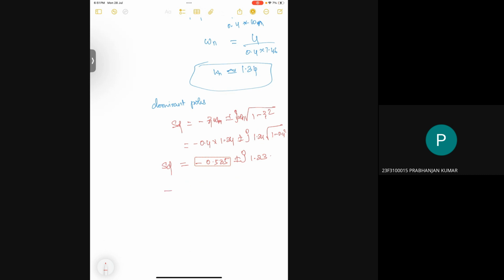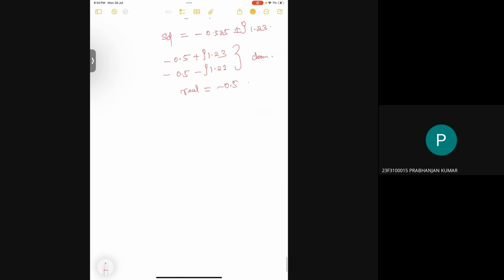So one pole lies at minus 0.5 plus j 1.23, another lies at minus 0.5 minus j 1.23, right? Okay. These are the two dominant poles, and the real part of this dominant pole pair is minus 0.5. That answers the question. And the next question is where the actual compensator design comes in.